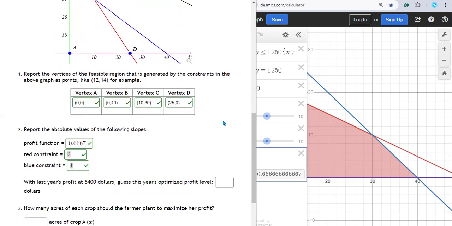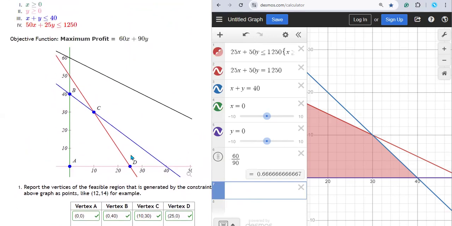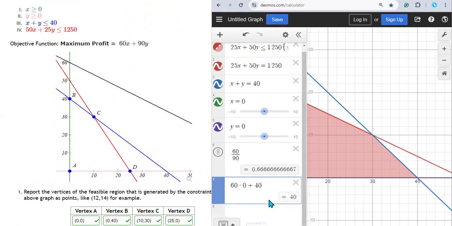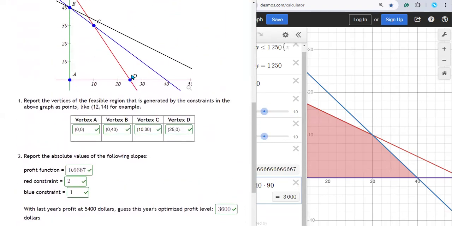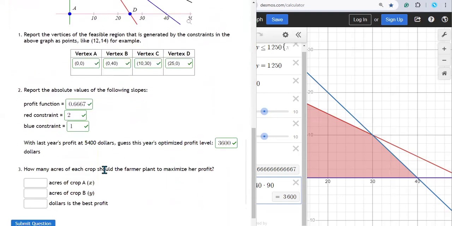And so to find that profit, we plug point B into the profit function. The profit function is 60 times 0 plus 40 times 90. And the maximum profit is 3,600. So our optimal solution is 0 and 40. So this person's going to grow 0 acres of crop A, 40 acres of crop B, and profits will be maximized at 3,600.